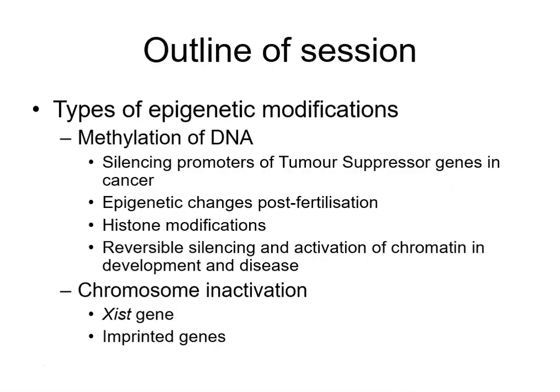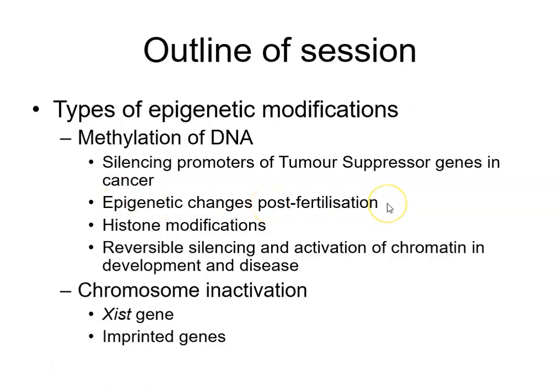So just to quickly outline what I'm going to talk about in this session, we're going to look at the different types of epigenetic modifications. So I'm going to primarily be talking about methylation of DNA. This is where the DNA itself becomes methylated at cytosine residues, and this results in gene silencing. And we're going to look at examples of that, such as the silencing of tumor suppressor genes in a cancer situation.